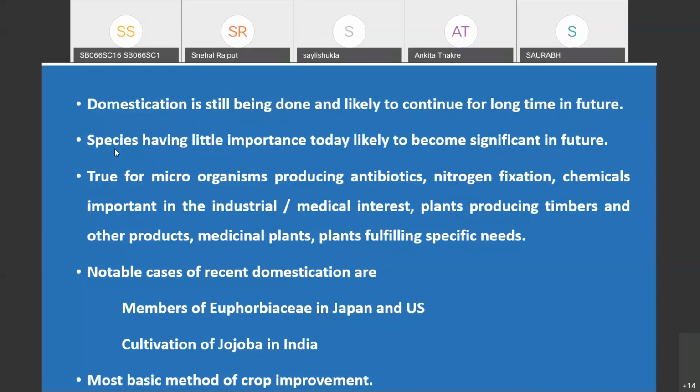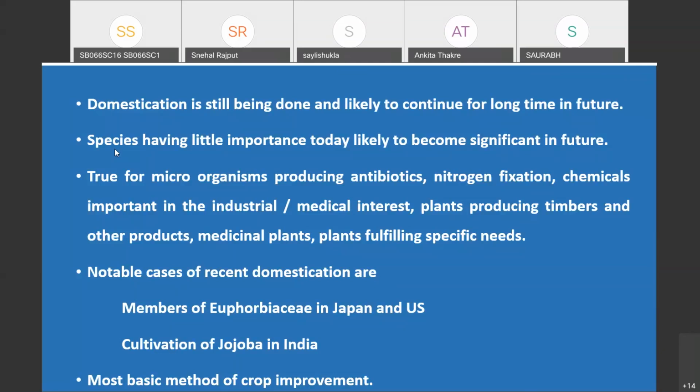Okay, several members of the Euphorbiaceae were domesticated recently in Japan and the US, and these species are known to produce latex. This latex is extracted, and from this latex different types of petroleum products are synthesized or formed. Then another notable case of recent domestication is the cultivation of jojoba in India.